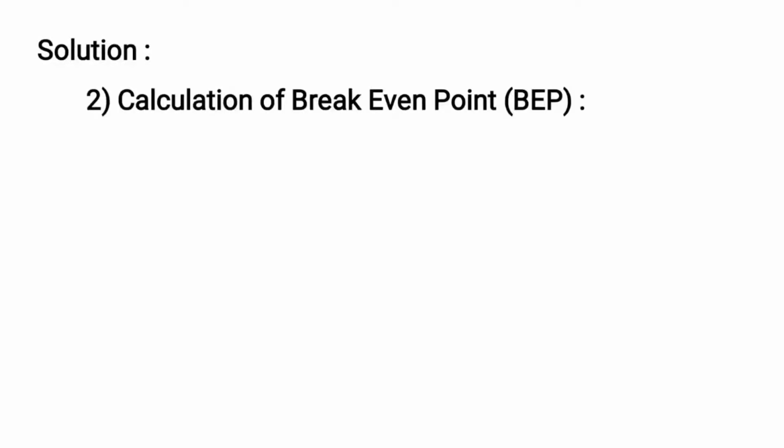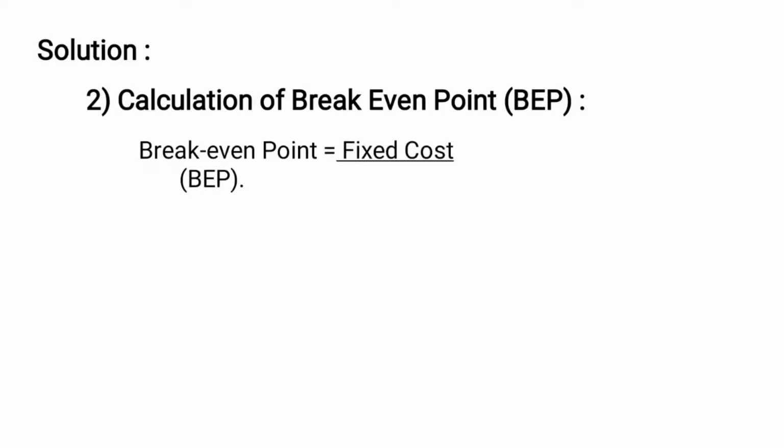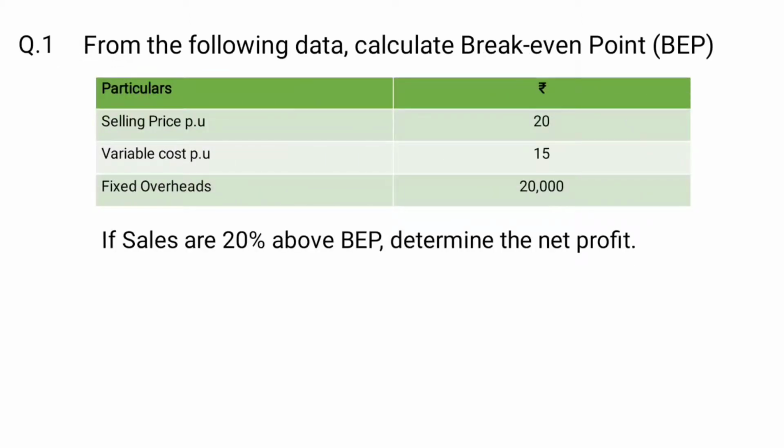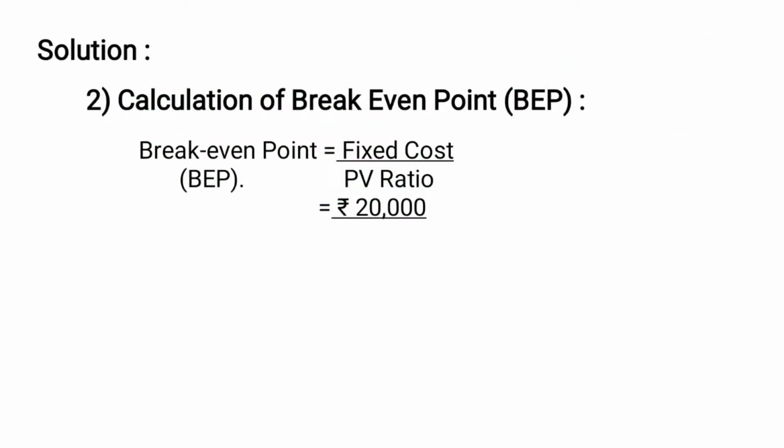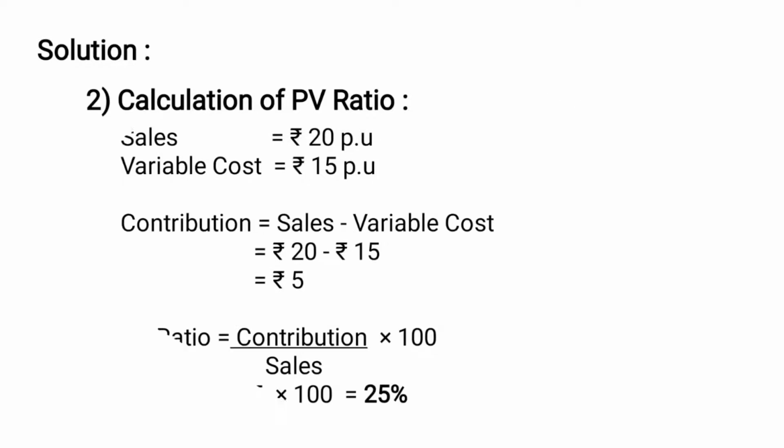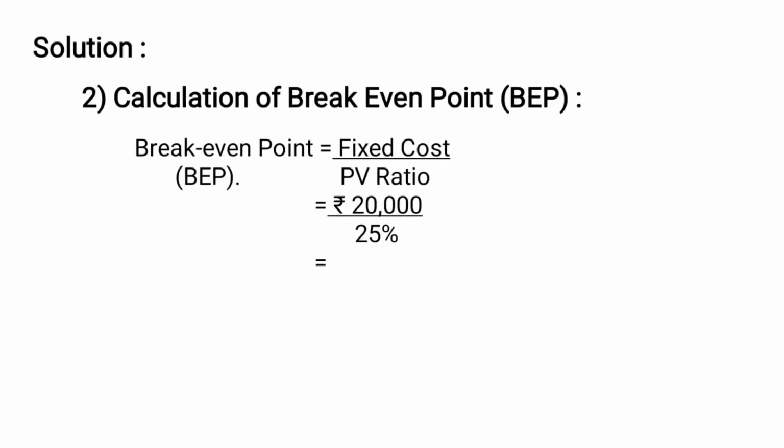Next we will calculate BEP, that is break-even point. So break-even point is equal to fixed cost divided by PV ratio, which is equal to fixed cost amount, given as rupees 20,000, divided by PV ratio. So PV ratio is 25%, which will be equal to rupees 80,000.